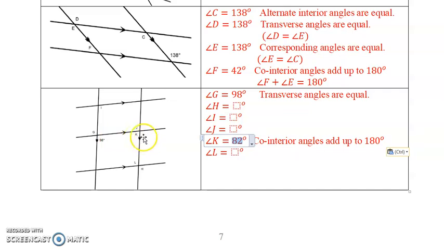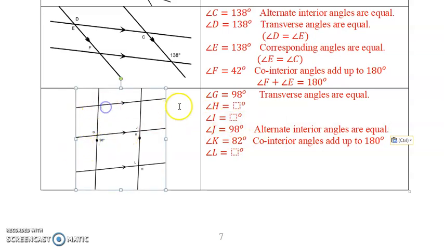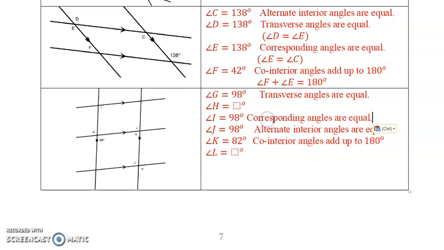All right. 98 and J are going to be equal. And the reason they're equal is alternate interior angles. So alternate interior angles are equal. We can find that using that. We can also get I. 98 and I are corresponding angles. So that would also be 98 because corresponding angles are equal. Now again, you'll notice that I'm referring to 98 every time I can.